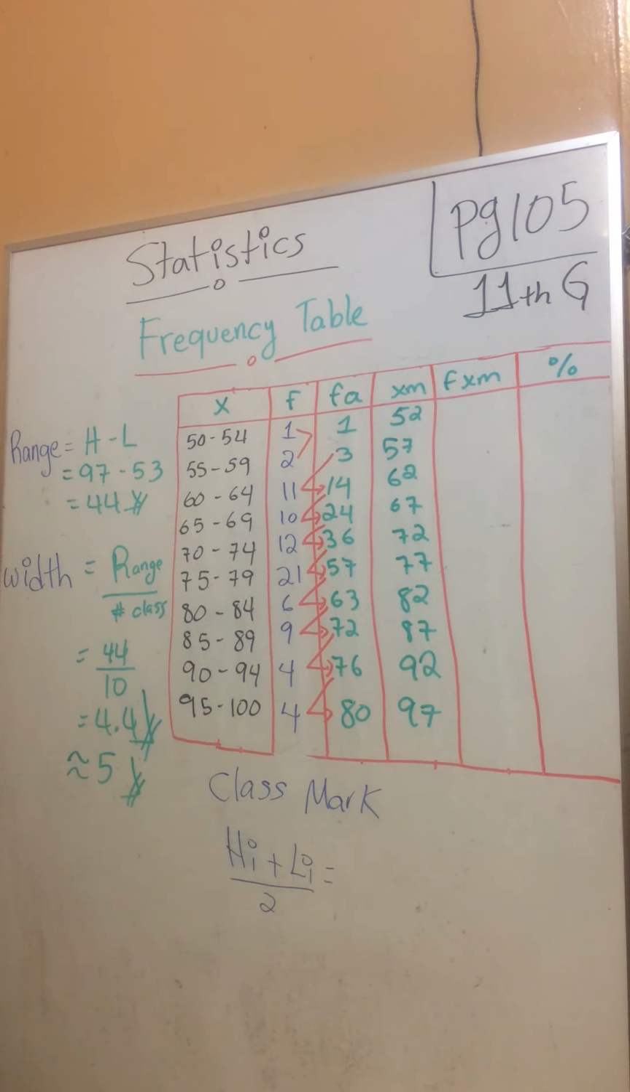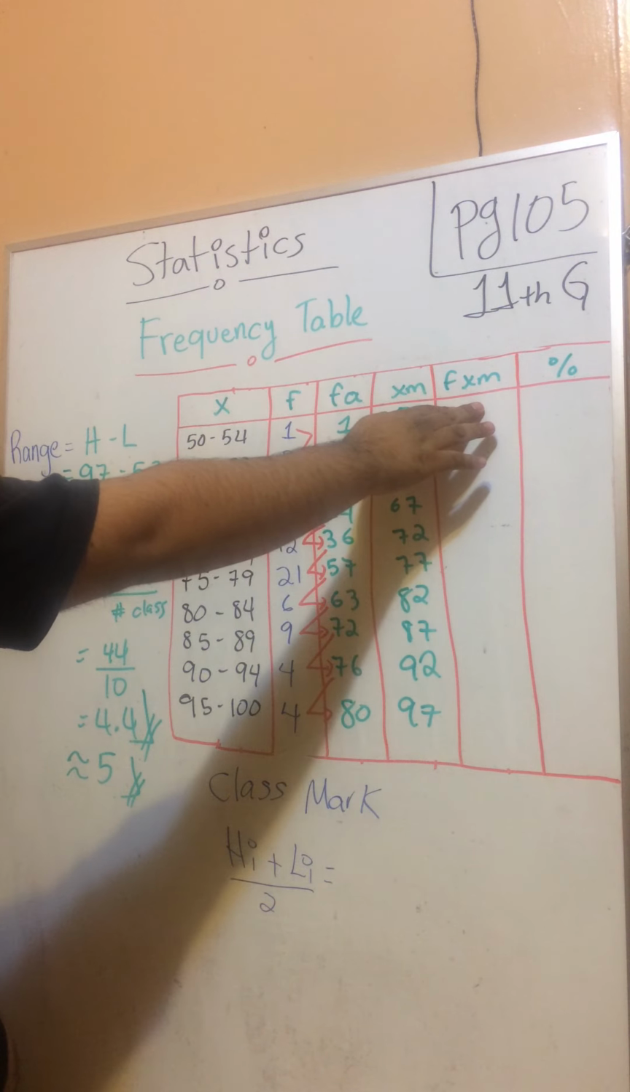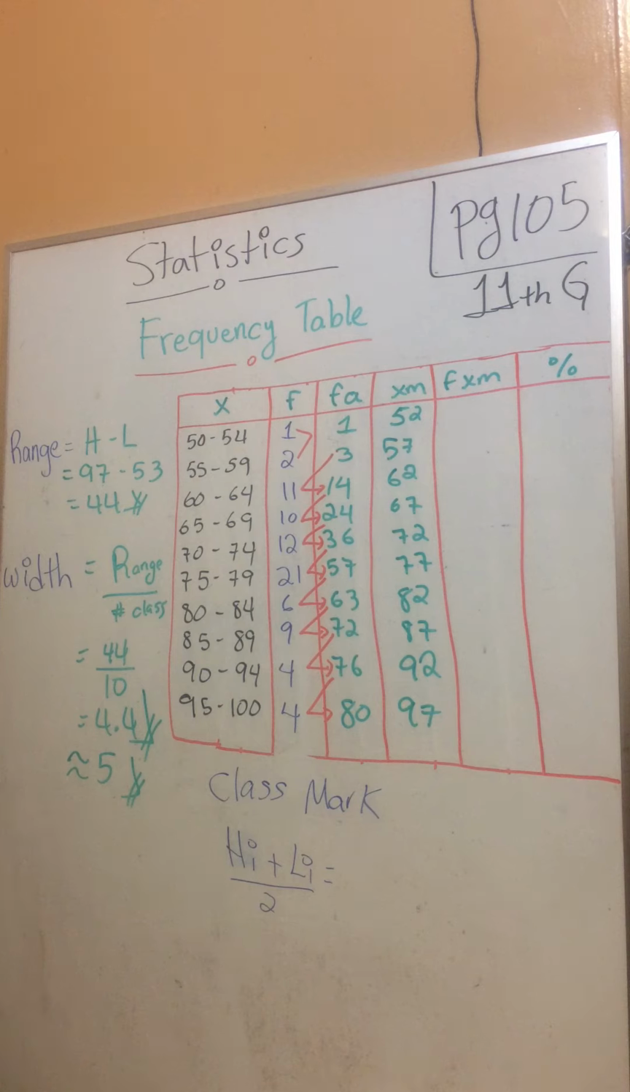Now, when we have f times m, we're talking about the frequency of each value. So where do we get the frequency of this? We would need to multiply. Let me put this somewhere else. Let's put it here. Erase this. We already know the class mark.